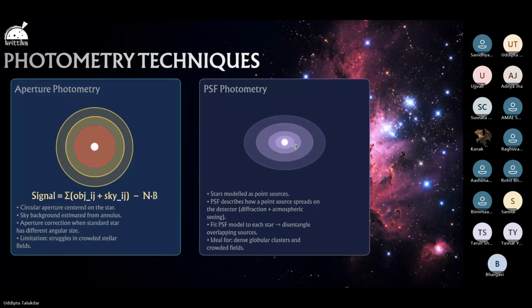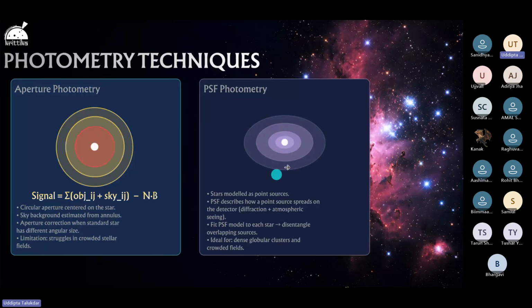So imagine you are trying to figure out how many people are there in a crowded photo where everyone's blurry. Instead of just counting blobs, you learn exactly how one person looks when blurred by your camera. Then scan the whole photo, fitting that template. That is PSF photometry essentially. You know the blur signature, so you can unmix even stars that are nearly on top of each other.